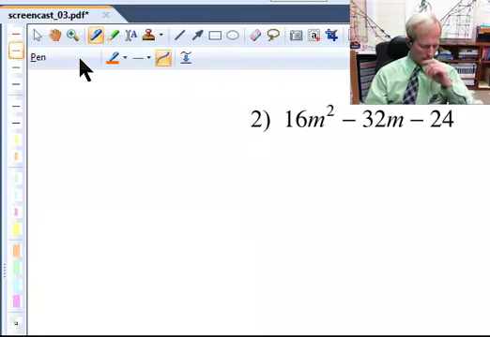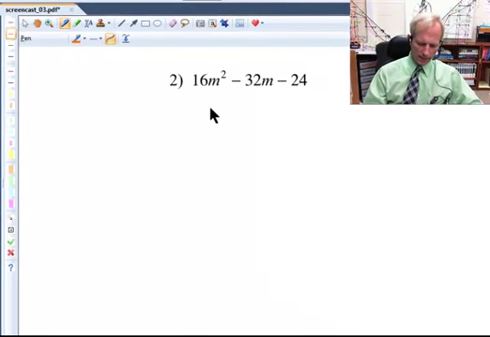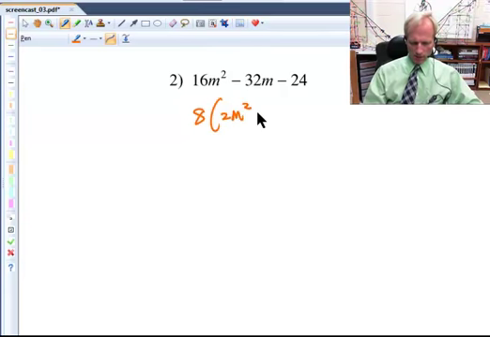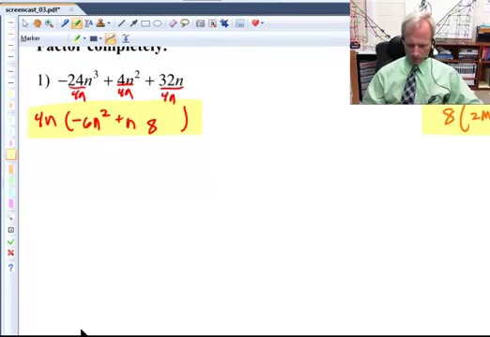Okay, in the next one I can see that I'm going to be able to divide out an 8. So I'm going to do that, and that's going to leave me with 2m squared minus 4m minus 3, which I cannot factor any further, so I am finished.